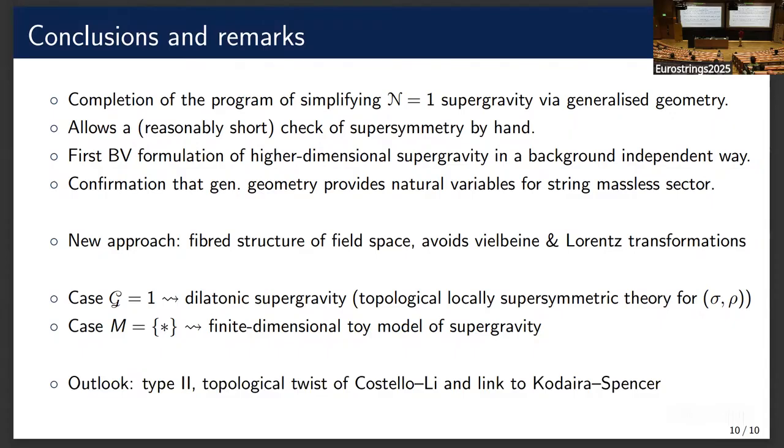Now the outlook, what you can do. One can try to do type II, which is another place where generalized geometry is useful, or you can study some cool things such as the conjecture of Costello and Li about twisting of supergravity and the way it links to the Kodaira-Spencer theory. So these are interesting things for the future. So thank you.